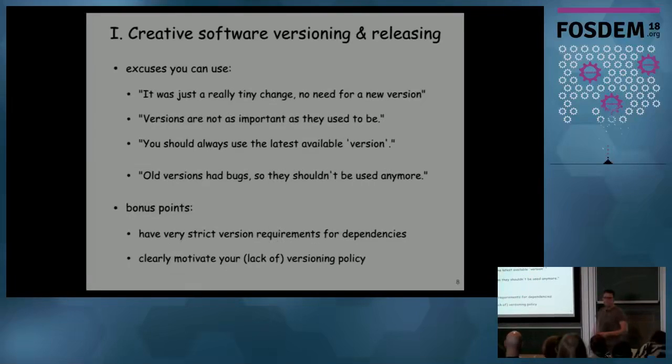Versions are not that important as they used to be with the whole Git, and every commit is basically a version, so why do you need versions? And people should just always use the latest available version. So you can use the term version without using versions. That's good. Old versions have bugs, you shouldn't use them anymore. To do really well at this, don't version your software and then have very strict version requirements on your dependencies, right?